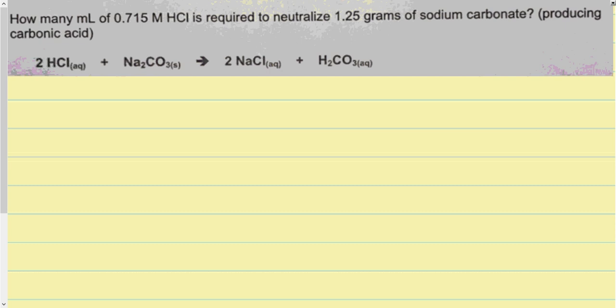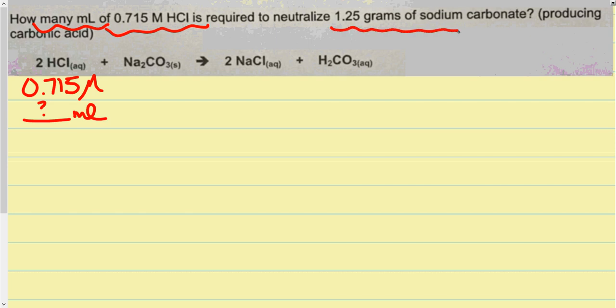The last example problem in this tutorial is a little bit different. This one uses the balanced chemical equation, so we're set on that. But I'd like to point out to you that this one starts out with molarity and asking for milliliters, the same as what you've done before. Okay, so we can jot that down underneath our component part. Again, volume in milliliters is our unknown, but we are given a gram amount of sodium carbonate, so 1.25 grams of sodium carbonate.